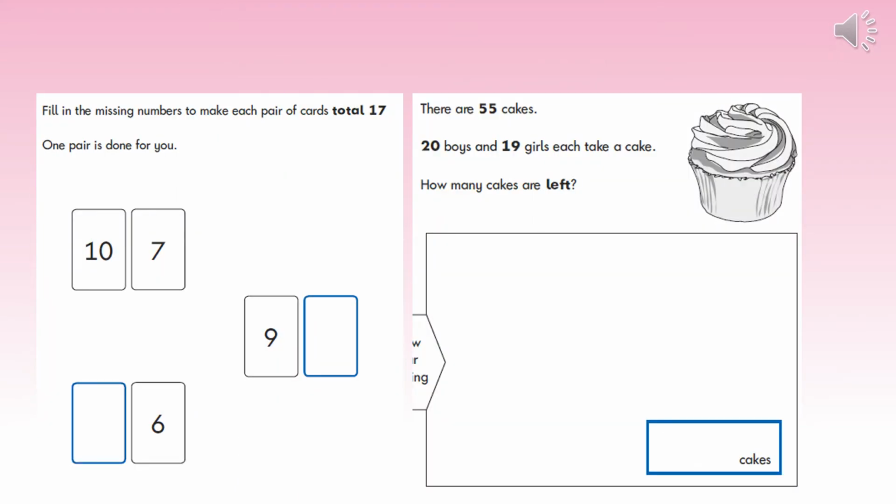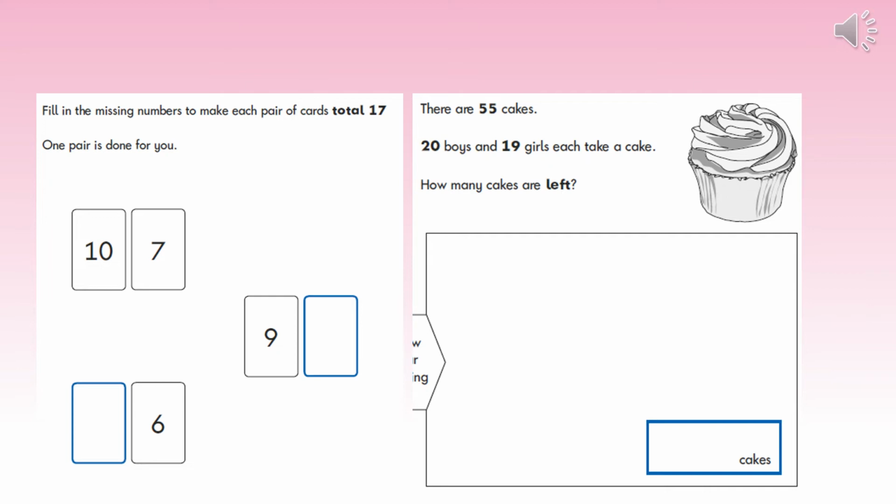So here we have a couple of typical SATs style questions for addition and subtraction. If we look at the problem on the right hand side, we can see that there are 55 cakes, 20 boys and 19 girls each take a cake. How many cakes are left?